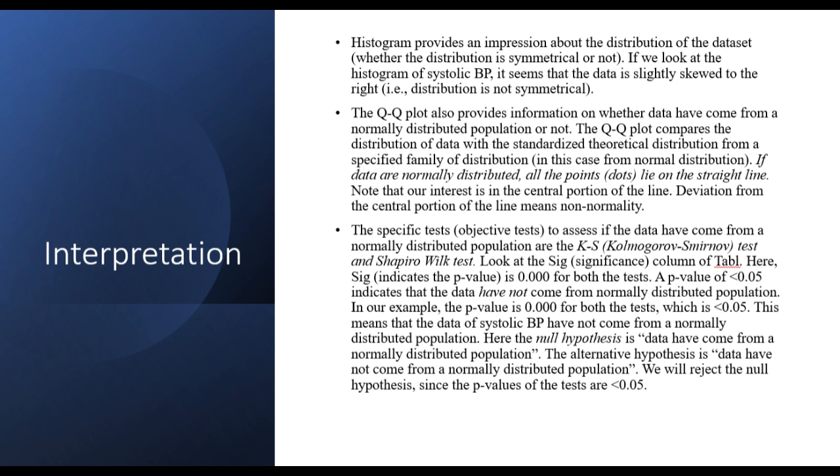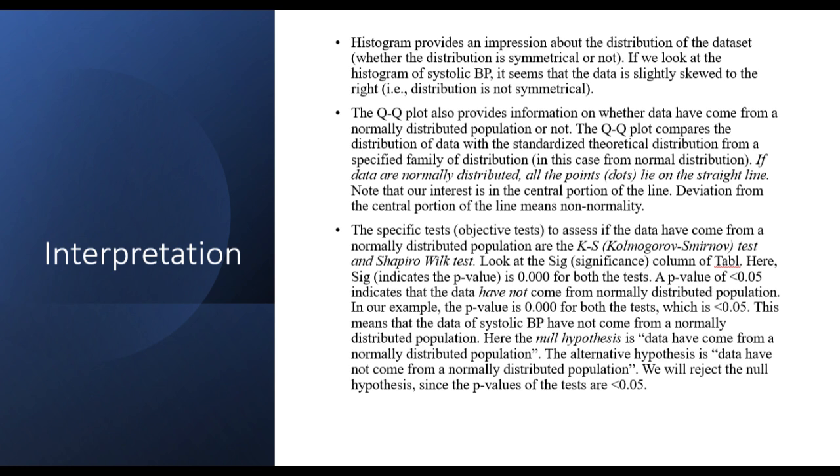The specific, objective tests to assess if the data have come from a normally distributed population are the KS, Kolmogorov-Smirnov test, and the Shapiro-Wilk test. Look at the Sig., significance, column of the table. Here, Sig. indicates the p-value is 0.000 for both the tests. A p-value of less than 0.05 indicates that the data have not come from a normally distributed population.